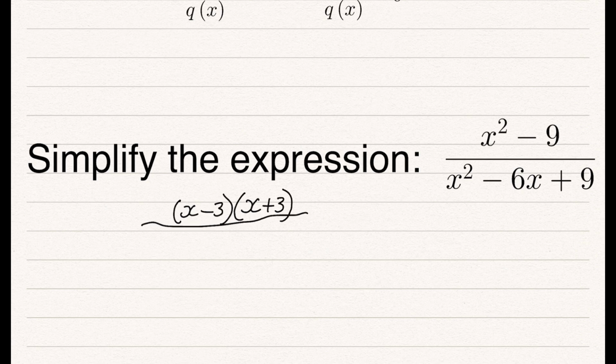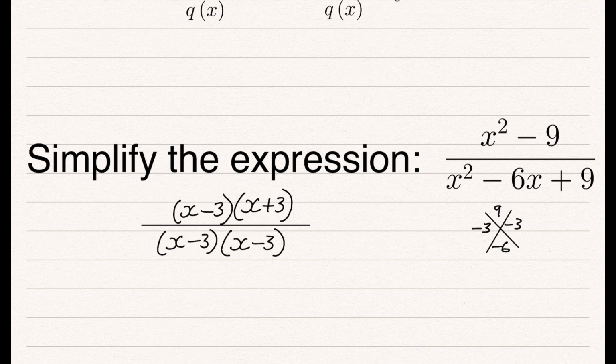Meanwhile, the denominator, we'll have to do a little bit more thought here. We need something that would multiply to give us 9 and add to give us negative 6. And that's going to require it to be negative and negative, so we'll have negative 3 and negative 3. Those will multiply to give us 9, positive, and add to give us negative 6. So this denominator would factor to x minus 3 times x minus 3.